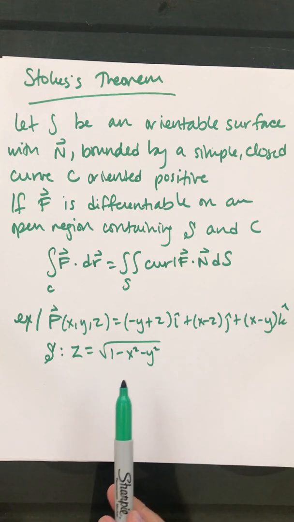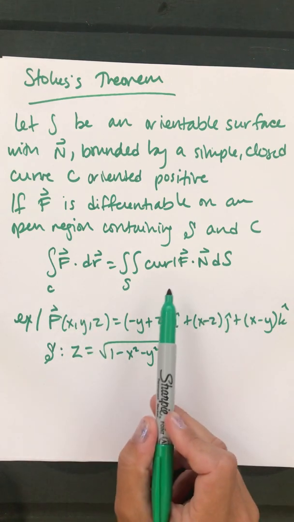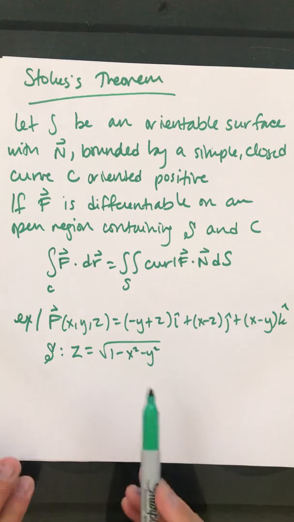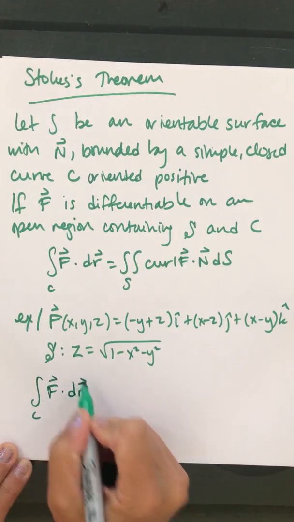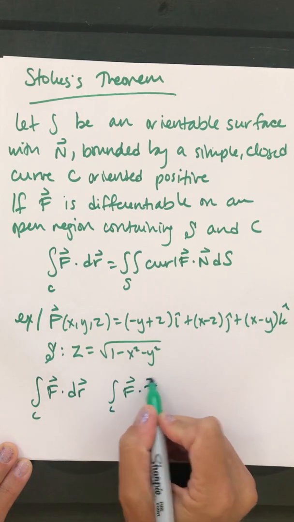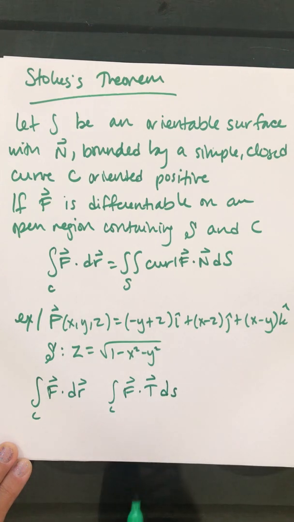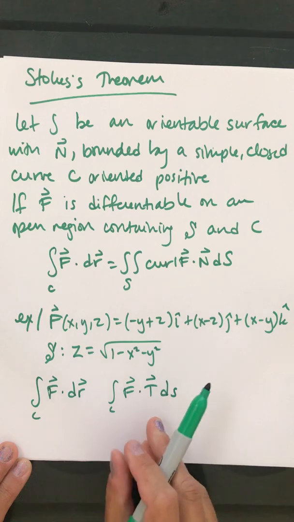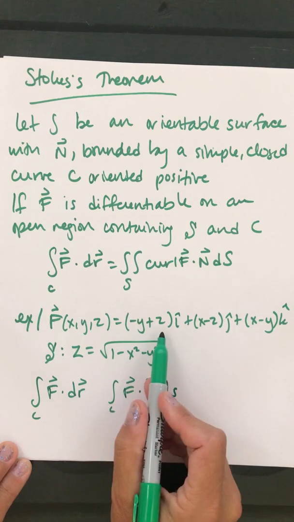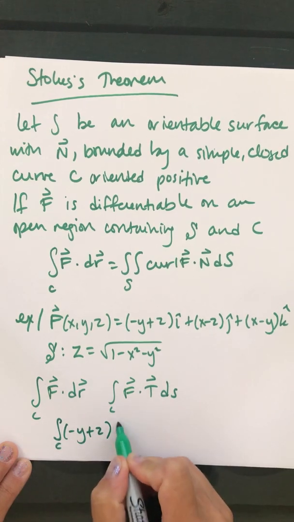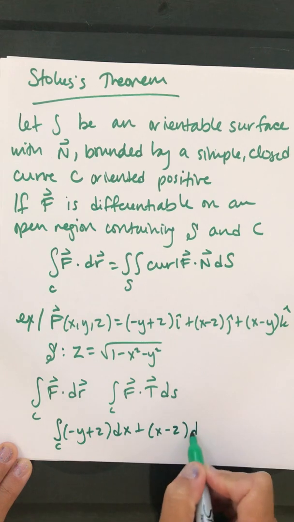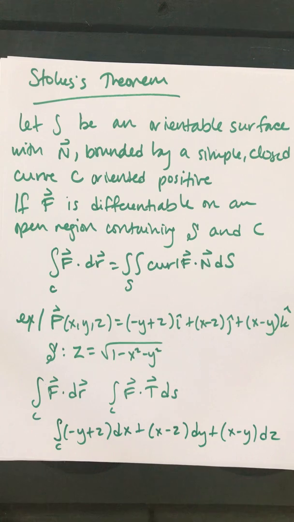Stokes' theorem says that the circulation around the curve is equal to the component of the curl over the surface area. If I want to do it the old way, I want to accumulate F dr along this curve. This is the accumulation of the component of the field acting on the tangent vector along the curve. In this case, the boundary occurs when z equals 0. So my accumulation along the curve of negative y plus z dx plus x minus z dy plus x minus y dz: the z terms disappear, and the dz term disappears because we're not actually changing z.